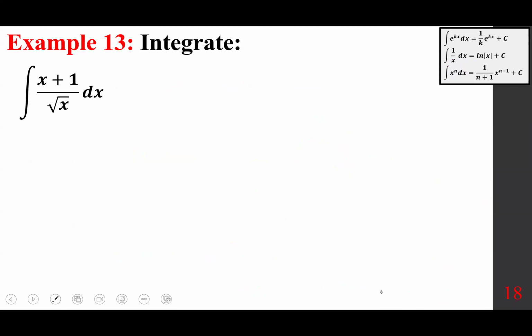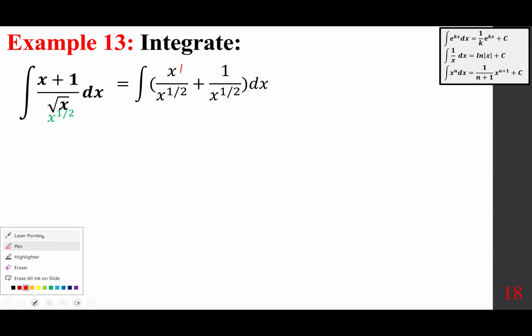x plus 1 divided by square root of x dx. When we integrate that, we are going to make up two fractions. And we're going to change the square root of x to x to the power 1/2. The quotient rule of exponents says this is x to the power 1 minus 1/2, which makes it x to the power 1/2. And this is x to the power negative 1/2.